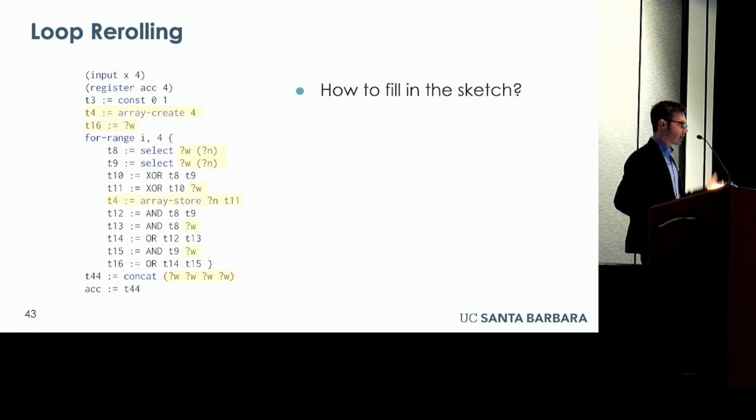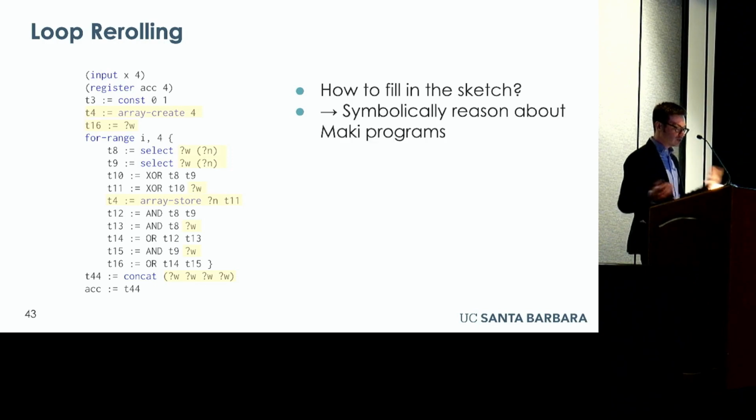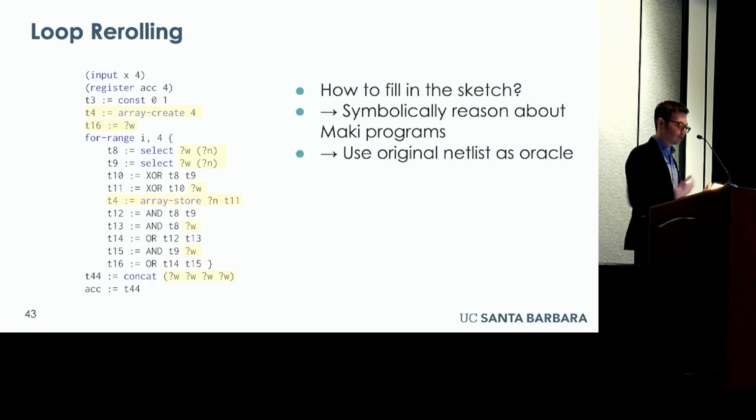So the question is, how do we fill in these holes for these sketches that we generated? Well, we reach for some program synthesis techniques. We use Rosette, which is an established framework for solver-aided programming, and we implemented an evaluator for the Maki language in Rosette. By doing this, we can now symbolically reason about Maki programs, these hardware designs, and we can conveniently use that original netlist as an oracle for all the different program synthesis and verification facilities that Rosette has. And we'll be able to find some satisfying solution for these holes.